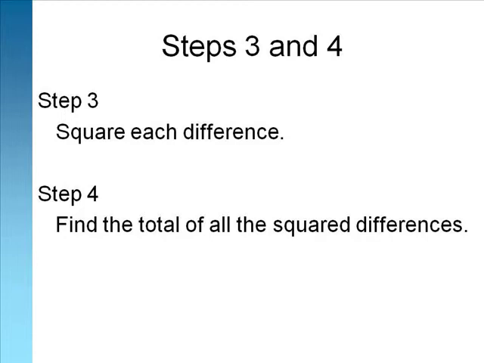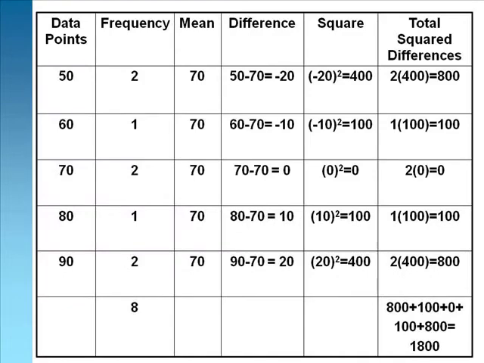The next slide shows the results of step 3 and 4 in our table. In the table, you can see that we square each difference. Since there are repeated differences for repeated data points, in the last column we multiply the squared differences by the frequency. Remember that multiplication is repeated addition. 400 plus 400 is the same as 2 times 400. In the bottom row, last column, is the total of all the squared deviations. 2 more steps and we have the standard deviation.